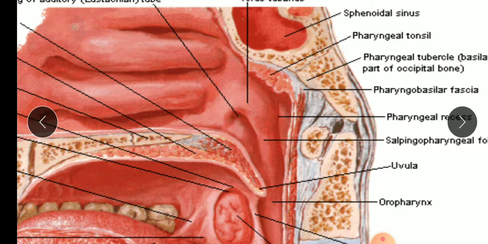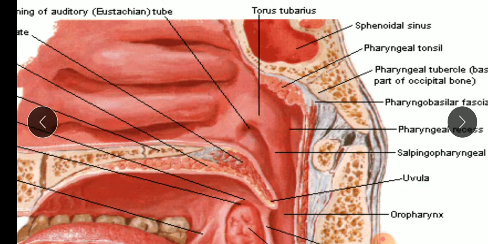tubal opening, fine. And just above the tubal opening you find an elevation there. Just above that you're finding an elevation in the roof and the posterior part. That is what is termed as the tubal elevation. And on that, or very close to that tubal elevation, you find the second tonsil. That is what is termed as the tubal tonsil. So the tubal tonsil is the second counterpart of Waldeyer's ring. One we have already studied in the roof, that was the nasopharyngeal tonsil. The second in the lateral wall, that is the tubal tonsil.